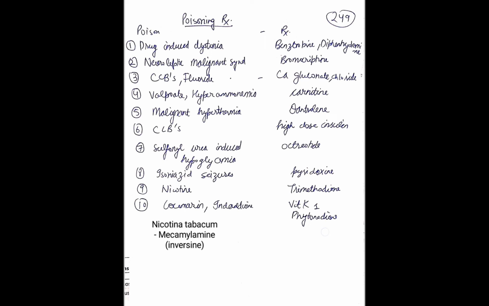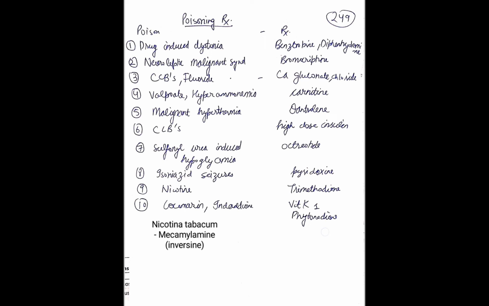Drug induced dystonia: we will use benztropine, diphenhydramine, and another drug, trihexyphenidyl. So benztropine, diphenhydramine, and trihexyphenidyl are used in drug induced dystonia. Then neuroleptic malignant syndrome: bromocriptine. Okay, remember by this.